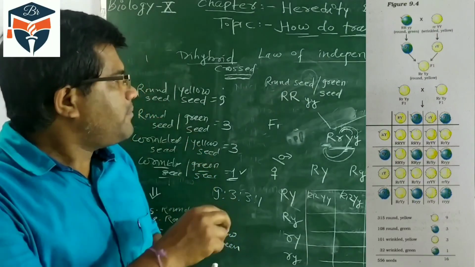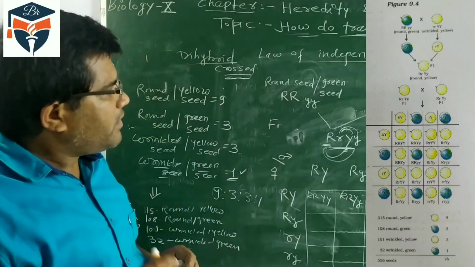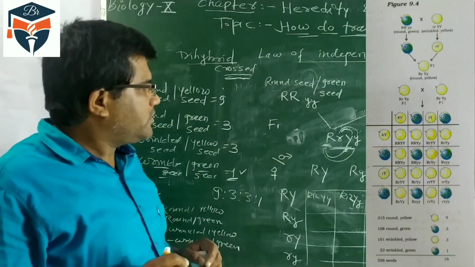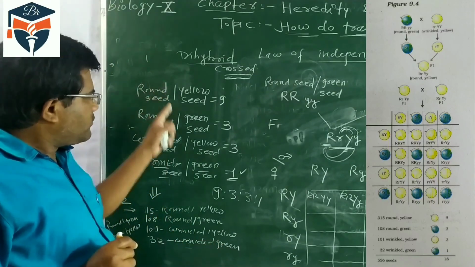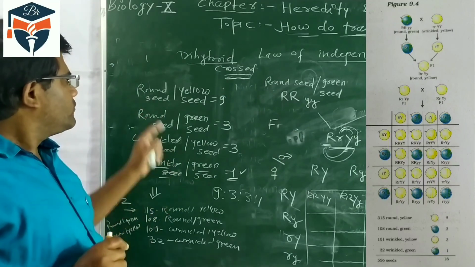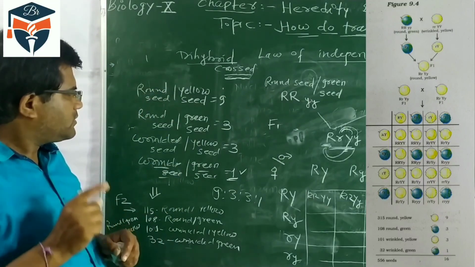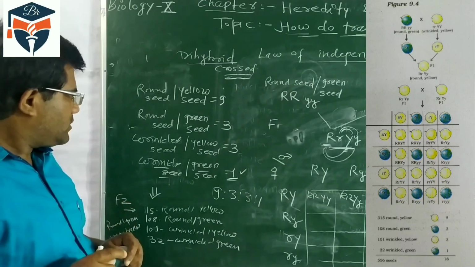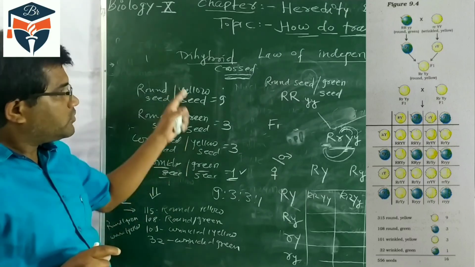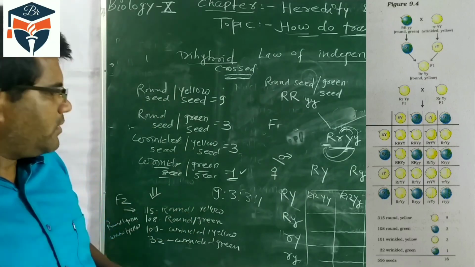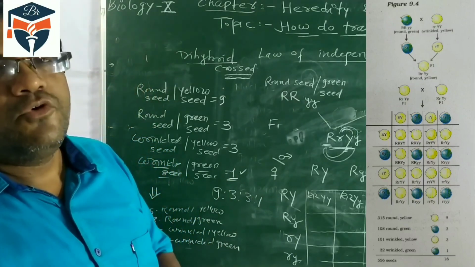In a dihybrid cross, if a round seed and green seed plant is crossed with a wrinkled and yellow seed plant, in the F1 progeny, round seed with yellow seed comes. But in the F2 progeny, round seed with yellow seed comes 9, round seed and green seed 3, wrinkled and yellow seed 3, and wrinkled and green seed comes 1. So thus the ratio we are receiving is 9:3:3:1. Thank you.